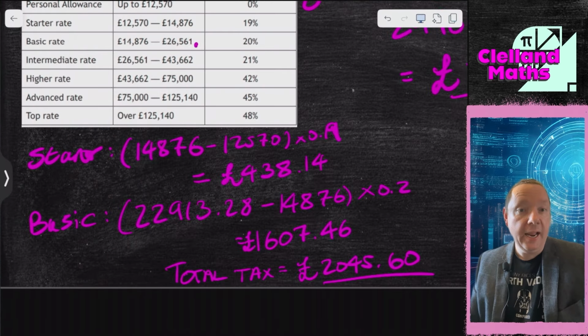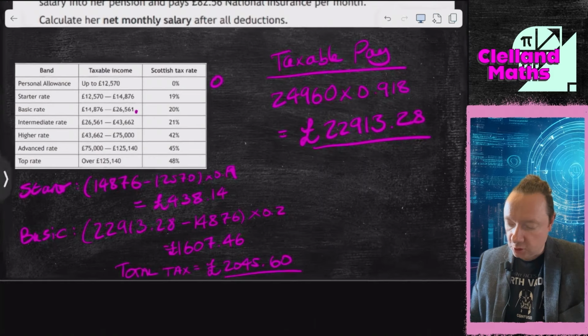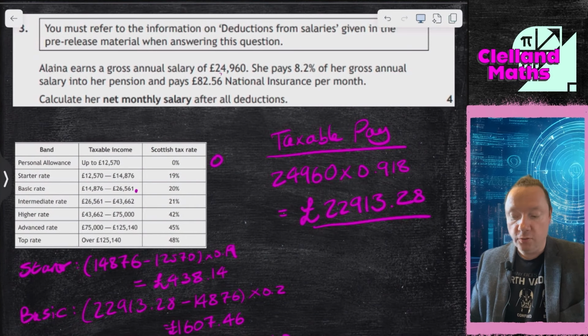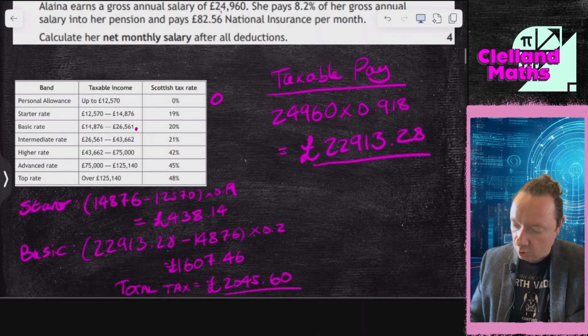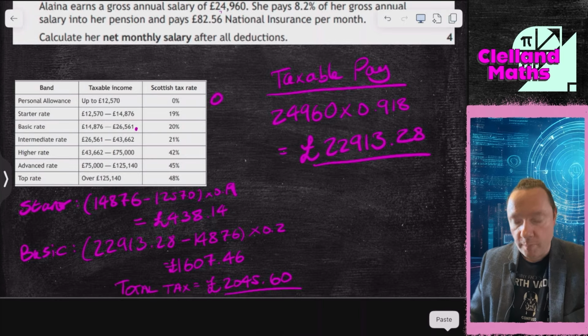So now we need their net wage for the month. So you could work out the total national insurance for the year and take everything off, then divide. Or at this stage, you could just take away the tax and divide by 12 and then take away the national insurance. And I think that's the quickest way. So that's the way I'm going to do it. So I've already got our taxable pay. So I've already took off the pension.